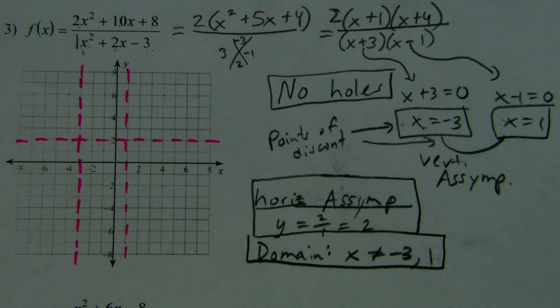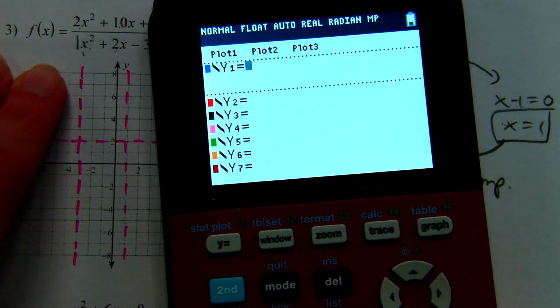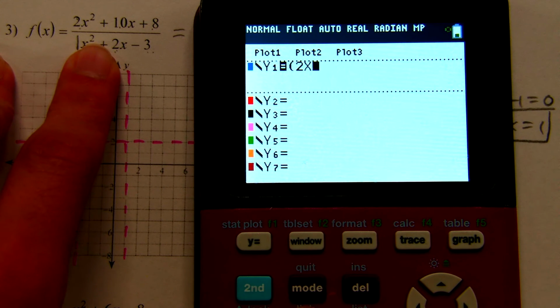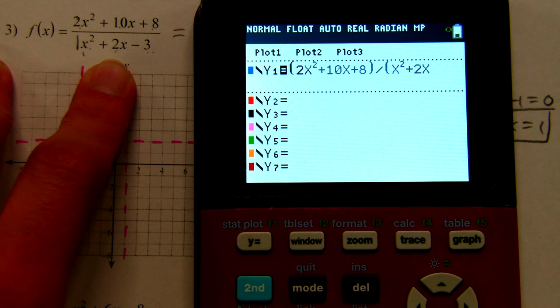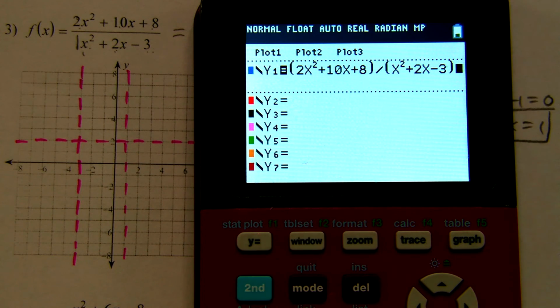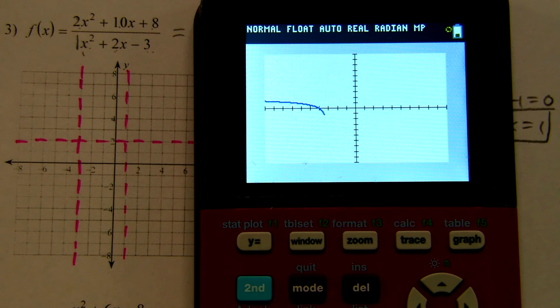So then we'll grab the calculator and do this one. And so remember to put parentheses around the numerator and denominator. So (2x squared plus 10x plus 8) divided by (x squared plus 2x minus 3). Don't forget to close your parentheses. If we go over to the graph, we get kind of an interesting looking thing. Zoom 6. That is really wonky.